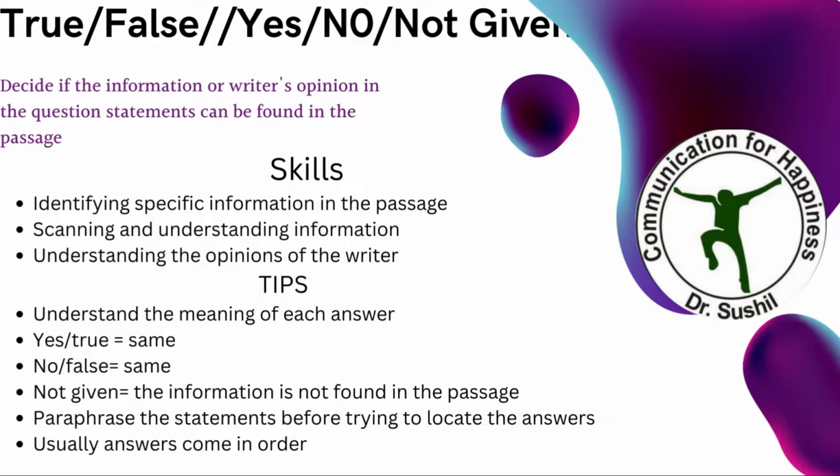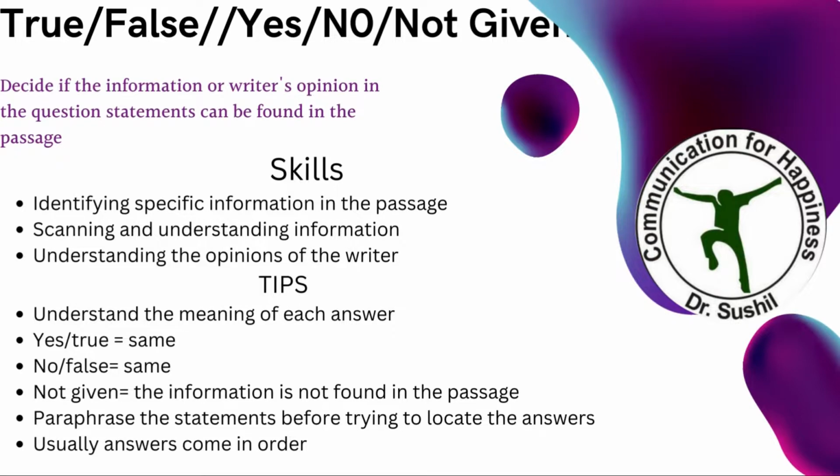Now let's discuss some tips to find the answers of these kinds of questions. We need to understand the meaning of each answer. Yes and true are the same. No and false are the same, and not given means the information is not found in the passage. Paraphrase the statements before trying to locate the answers. Usually answers come in order.